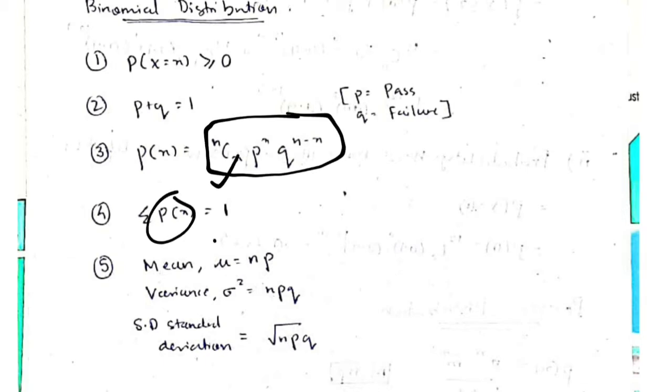And these formulas: mean is equal to np, where n is the number of objects considered, and variance is sigma square, which is npq, and standard deviation is the square root of this, the square root of npq.